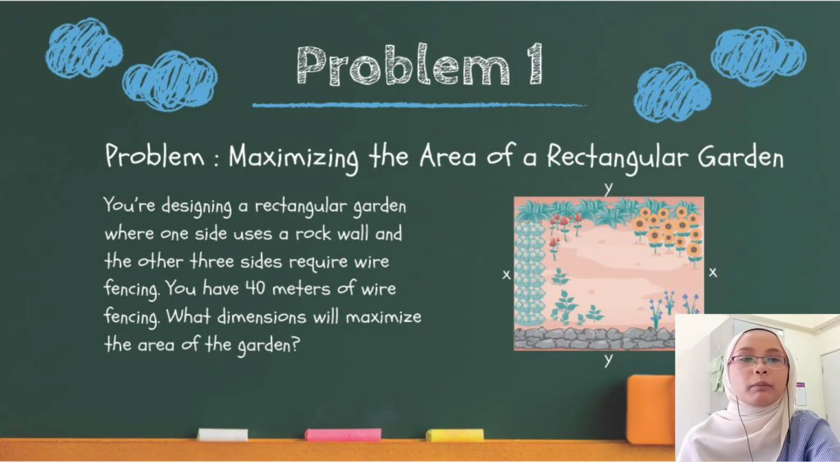The first problem: imagine you are designing a rectangular garden where one side is a rock wall and the other three sides are enclosed by wire fencing. You have 40 meters of wire available. How do we find the dimensions that maximize the area of the garden? Let us break it down step by step.